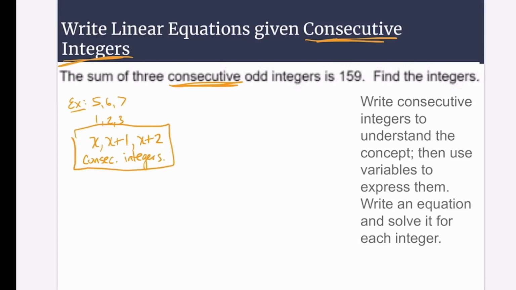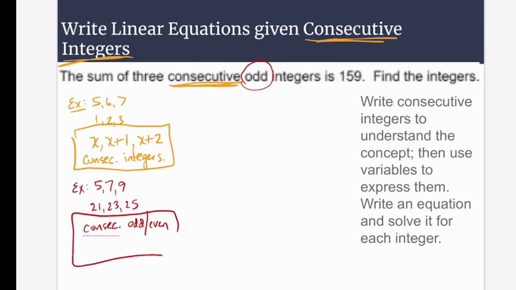Now, for some problems, hint, hint, wink, wink, this one is asking specifically for odd numbers. So you do the same thing. You find an example. 5, 7, and 9 are all odd consecutive integers. 21, 23, 25 are odd integers. So when you're looking for consecutive odd or even, the same thing will work for both cases.